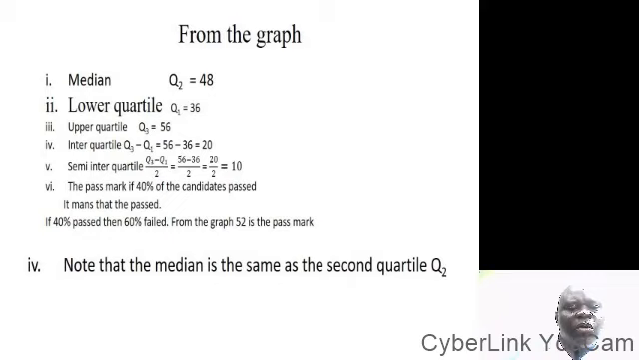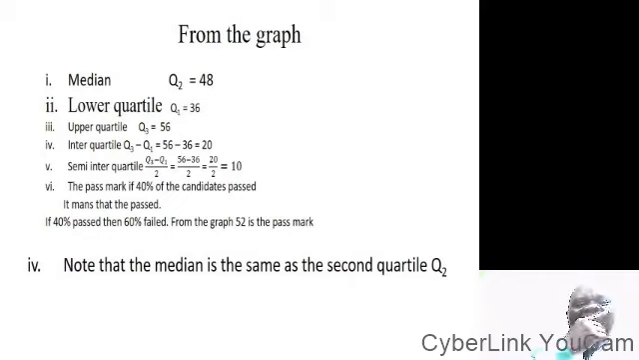You are asked to find the pass mark if 40% of the students pass. I want you to look at something here. By implication, if 40% of the students pass, it means that 60% of the students fail. Now let's go to our graph. From 0 on the vertical axis up to 60 means that they fail.